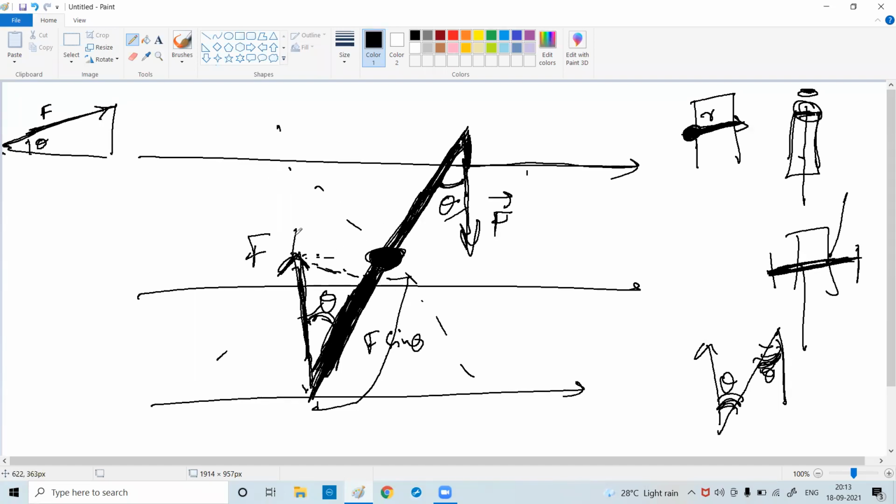Let me draw A, B, and C. So here is A, here is B, and here is C. We have to find out what this value is. Clear or not? So AB by BC is equal to sine theta. Yes or no? Sorry, what is sine theta? Perpendicular by hypotenuse.